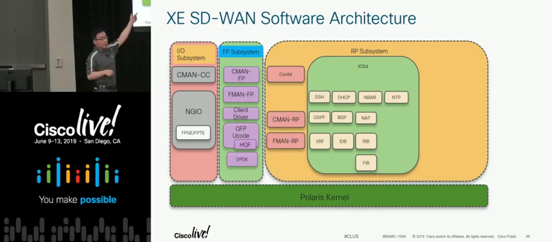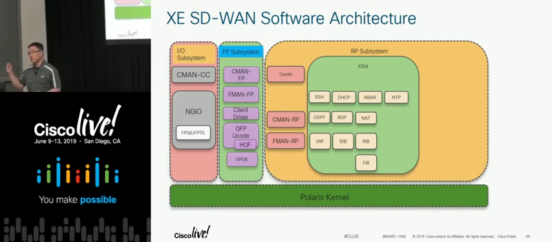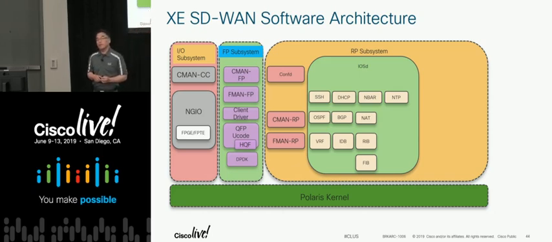Then you have the QFP microcode, which runs the actual microcode executing the data path features and all the packet processing. On the ISR 4K and ISR 1K products, you have the DPDK, which provides a library to work with the underlying x86 processors.